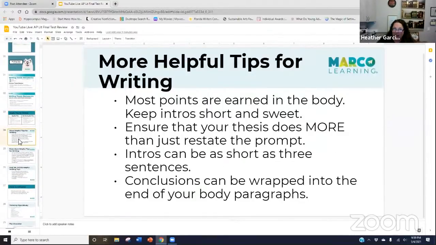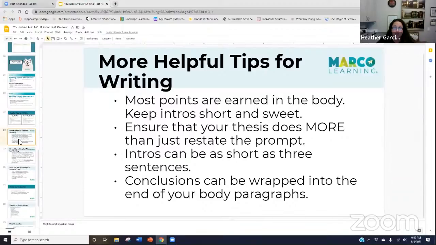So a few more helpful writing tips. Most of the points in the rubric are earned in the body of the paragraphs, right? So that means that your intros should be short and sweet. If you're spending 25 minutes writing the best introduction that anybody has ever read in the history of the world, you're still only getting 1 point. That's it. Because if you don't move on and write other things, there's nothing else to score you on. So you have to make sure that you're balancing your time appropriately.